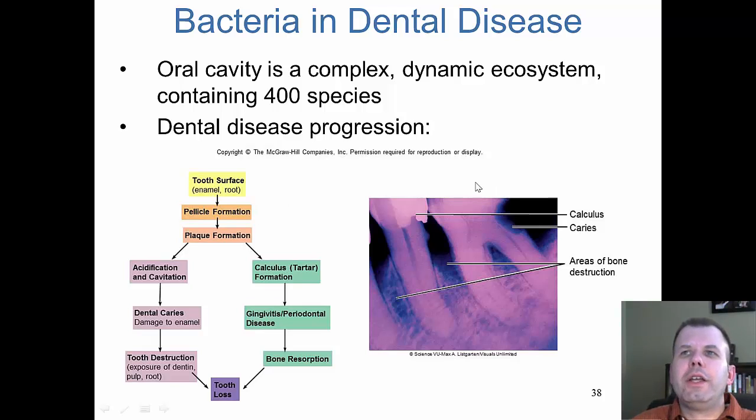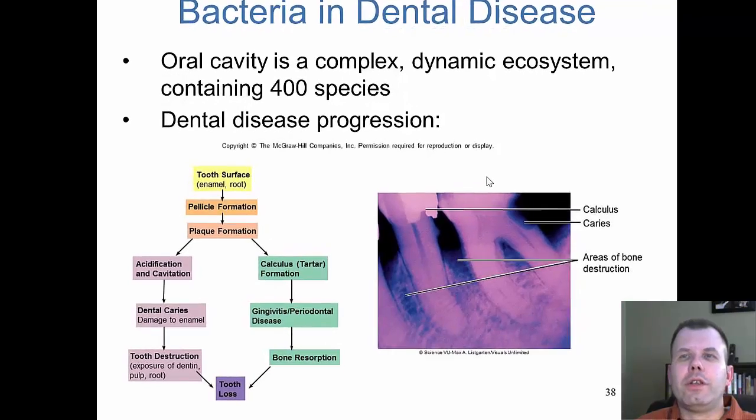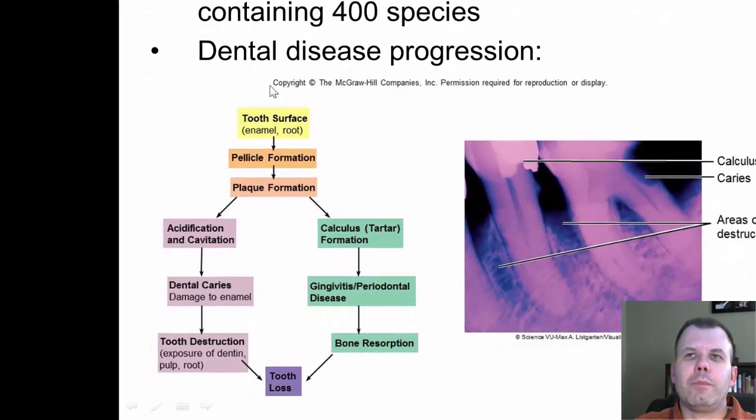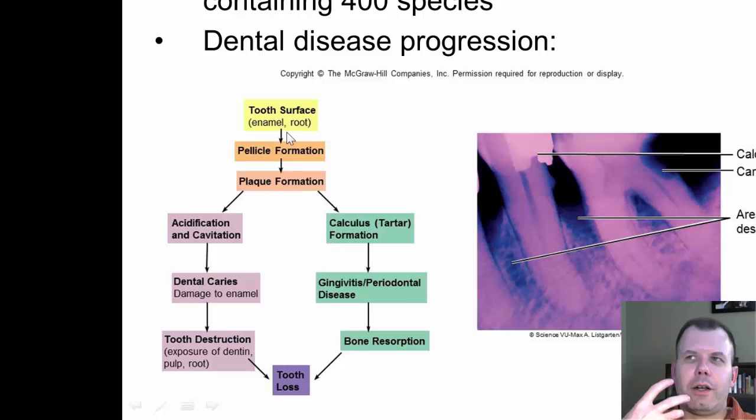Okay, so bacteria in dental disease. The oral cavity is a complex, dynamic ecosystem containing 400 species of bacteria, and dental disease goes in progression. We have lots of bacteria in our mouth, and they land on our teeth. Depending on how much sugar we eat every day, the more sugar we eat, the more food we give to those bacteria to eat and grow on our teeth. You get this pellicle formation, which is essentially the sliminess that grows on your teeth. That can lead to plaque formation, which is the harder calcification that forms on your teeth, or the yellowing on the teeth. And this can lead to calculus, which is the tartar formation.